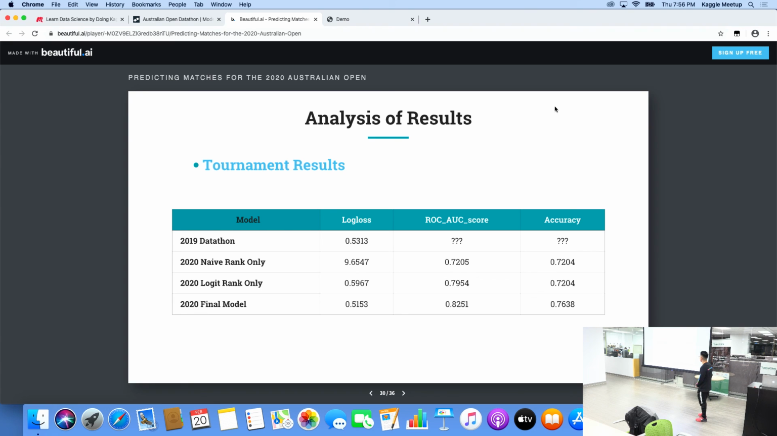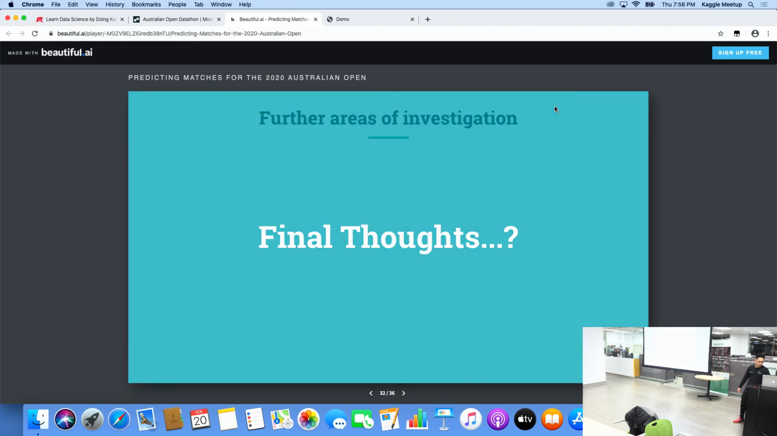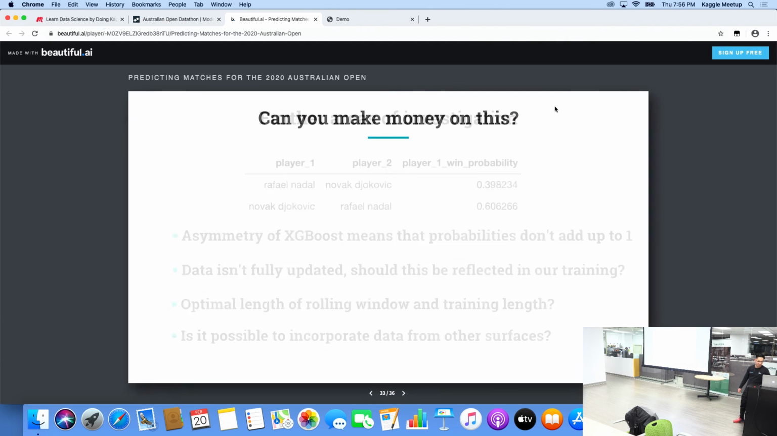And then in terms of my final model, we have much better performance across all 3 metrics, increasing the accuracy by 4%, which is good. Log loss also drops to 0.5153. If I compare this to the leaderboard in the previous years, I'll probably be ranking about place 30, which is okay, I guess. Let's see. Final thoughts.